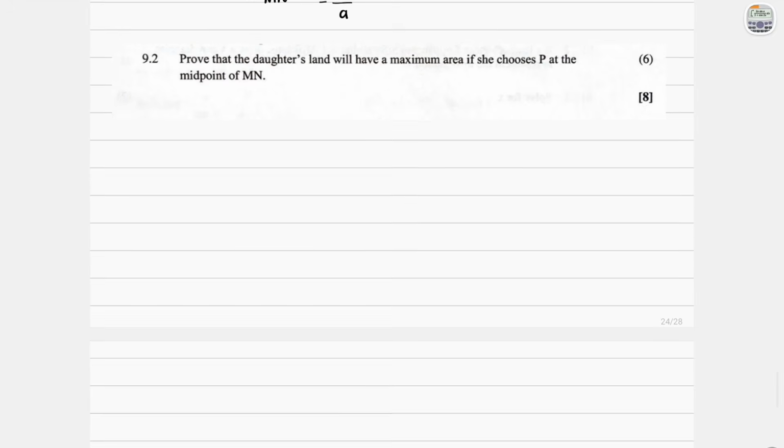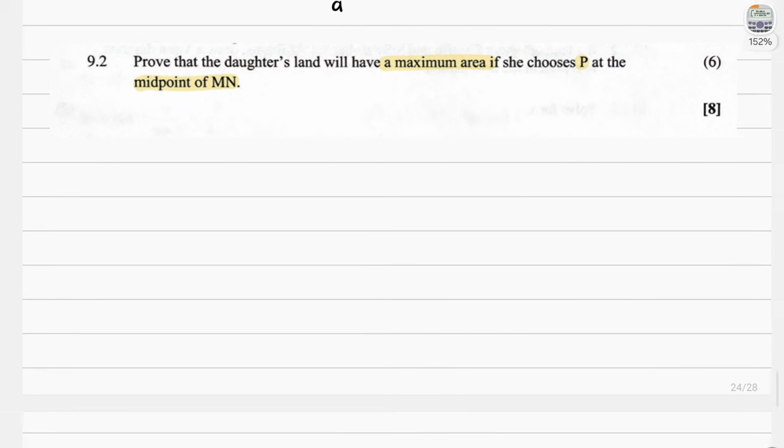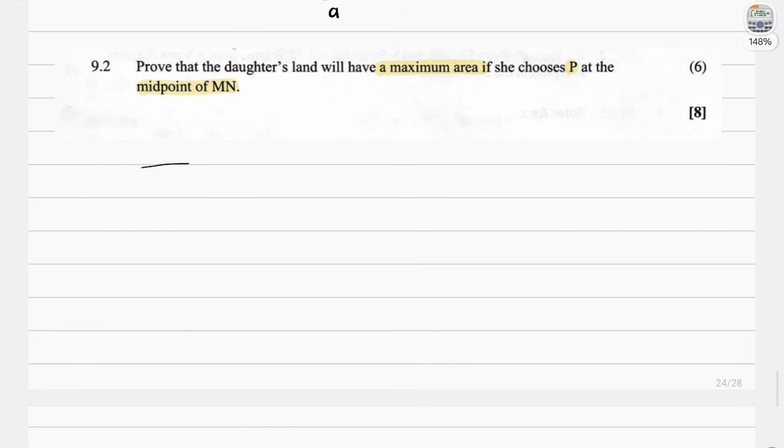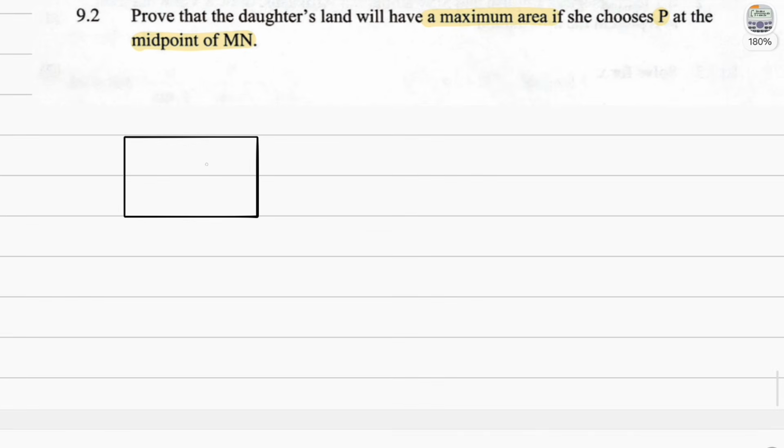Question 9.2 says, prove that the daughter's land will have a maximum area if she chooses P at the midpoint of MN. So we have to find that maximum area of that shape, PTOR. We have to find the maximum area of that.